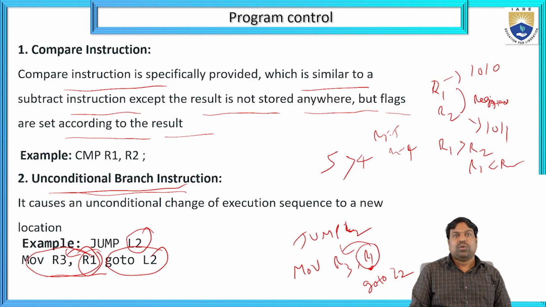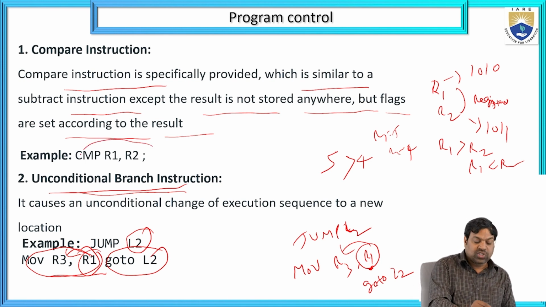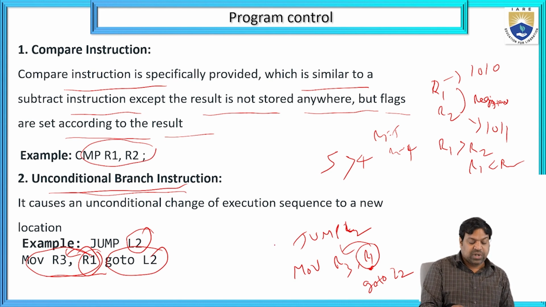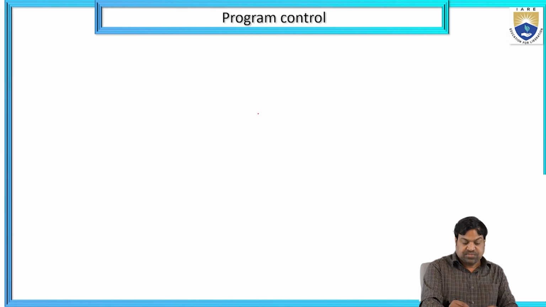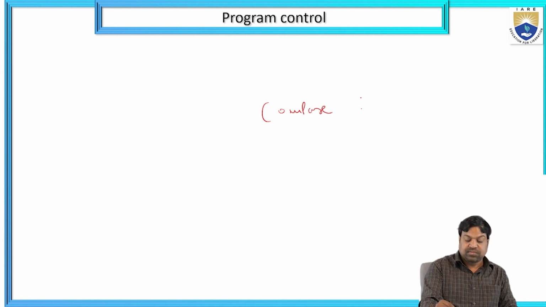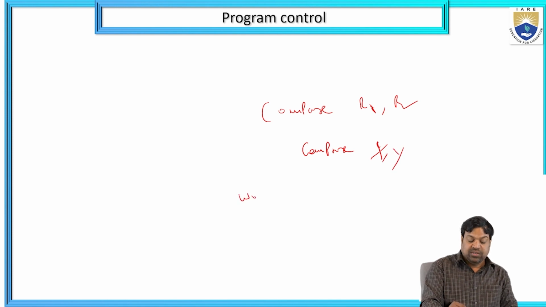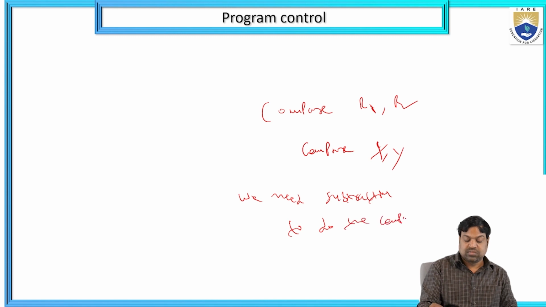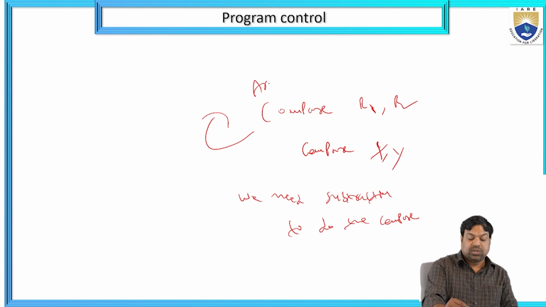Compare instruction is specifically provided, similar to a subtract instruction, except the result is not stored anywhere, but flags are set according to that result. So I am comparing two registers: CMP R1, R2, and an unconditional branch means JMP L2, MOVE R3, R2, go to L2. So compares are arithmetic operations.